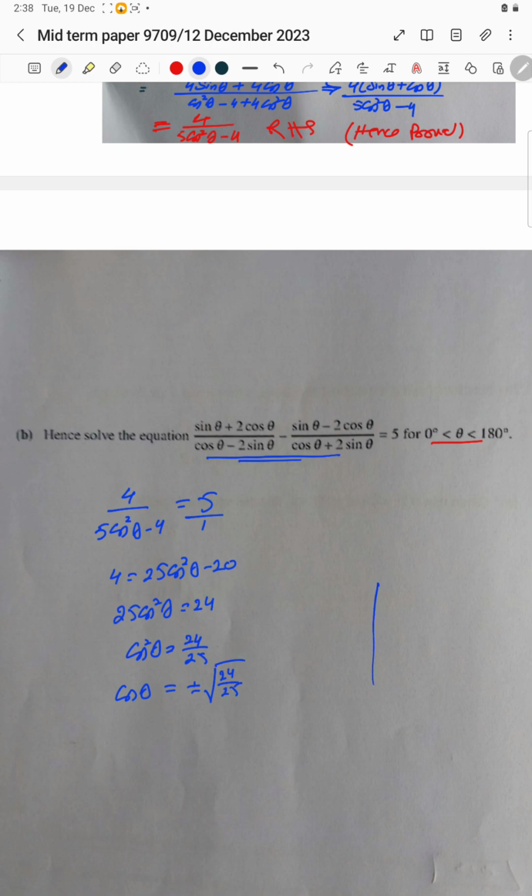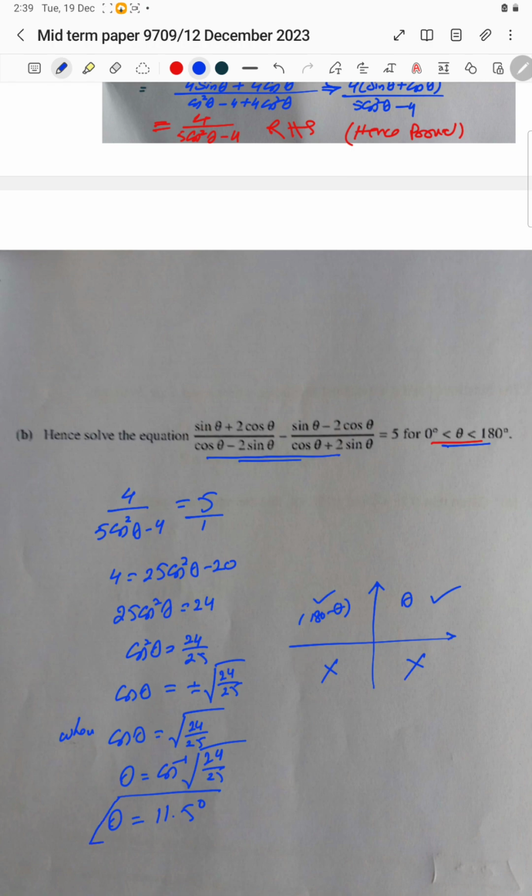As we know, in the four quadrants, the domain is 0 to 180. Maximum it can fall here or here, so this quadrant is not of interest. Theta will be here, and here it will be 180 minus theta. So first find theta. When cos theta is positive 24 by 25, we'll get theta equal to cos inverse of 24 by 25 using a calculator.